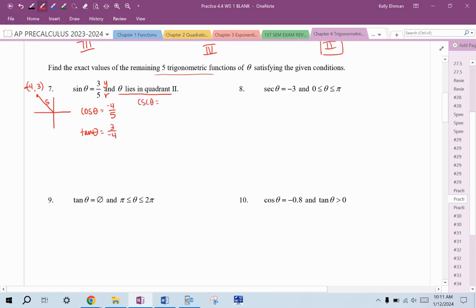Cosecant theta is the reciprocal of sine, so 5/3. Secant theta is negative 5/4. And cotangent theta is negative 4/3. For this next one, secant theta is negative 3.